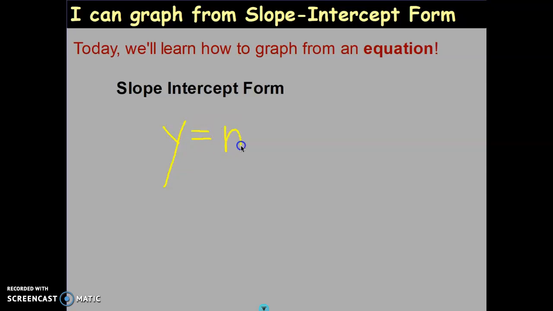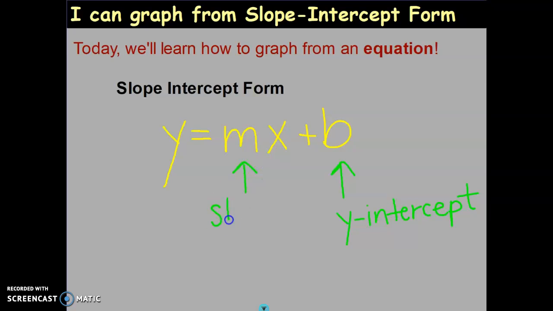Slope-intercept form is going to allow us to graph from an equation without having to make the table. Slope-intercept form is this: y equals mx plus b. So rather than having to plug in some x's and y's and making a table, we should be able to look at this equation and get the information we need. Remember, we just need a point on the graph. Well, this b number is a point on our graph. Specifically, it's the y-intercept point of our graph, or where the graph crosses the y-axis. And the m number is our slope.